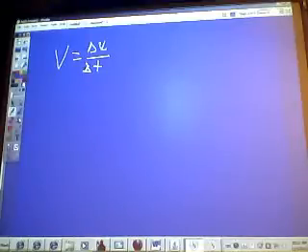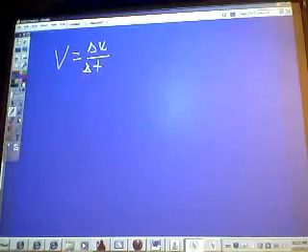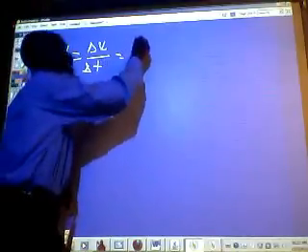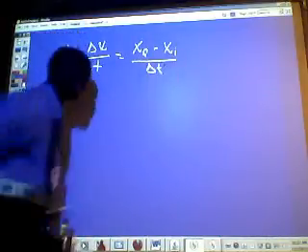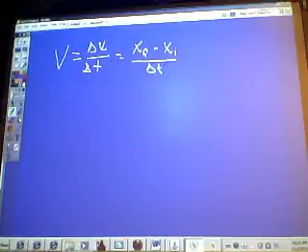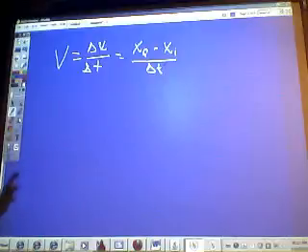Define this formula for me, Mr. Evan. Velocity equals change in displacement over change in time. Velocity equals a change in position over some time interval. I can also write this as the final position minus the initial position. We all know that, right? Excellent. So that means that I can also solve for any one of these variables. If I want to solve for the final position, I have everything I need. I know enough algebra to solve for it.